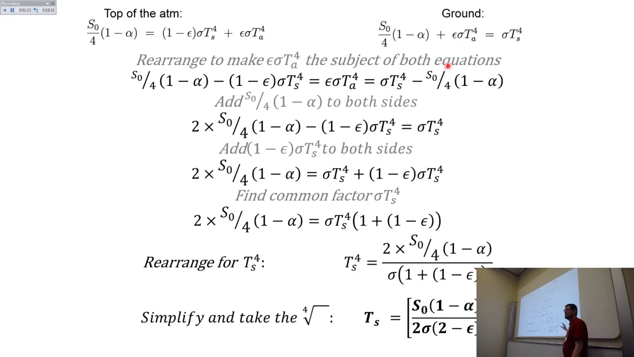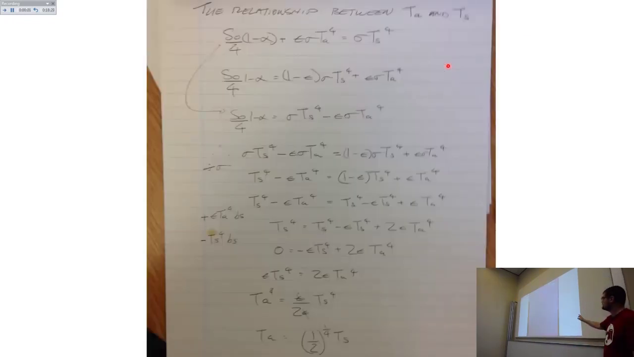So we'll be using this equation throughout the next couple of lectures to see how changing the environment affects all of these parameters and how that affects the temperature of the Earth. You can also show that there is a relationship between the temperature of the atmosphere and the temperature of the surface, if you so choose.